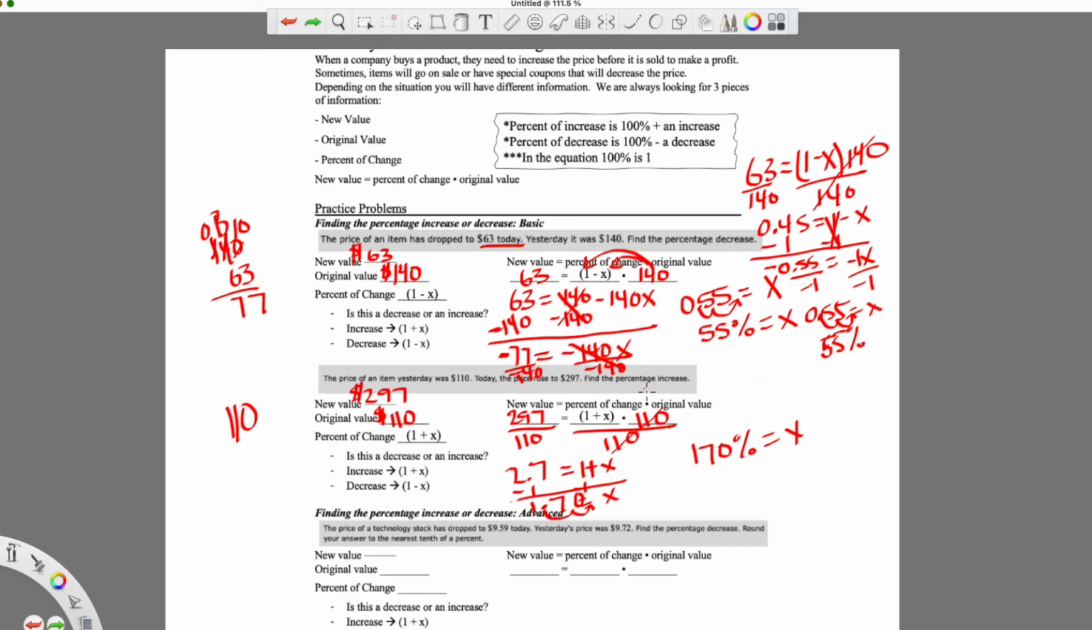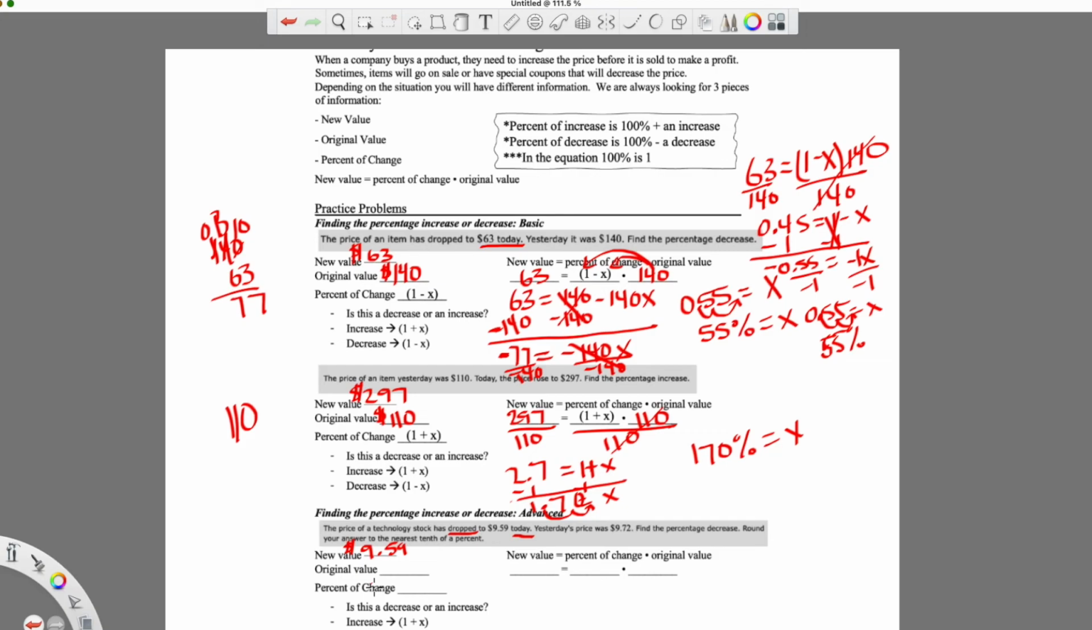We have the price of technology stock has dropped to $9.59 today. So just looking at that first sentence, I'm not even going to read the next one yet. So it dropped, that's a decrease. That's a decrease word for sure. It dropped. Today, that's a now word, right now, new. So I know my new value is $9.59. That's going to be my new value. That's what it is right now if I bought it today.